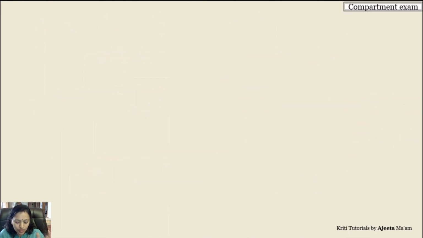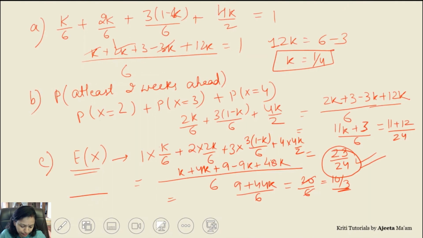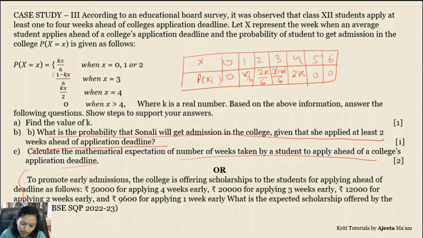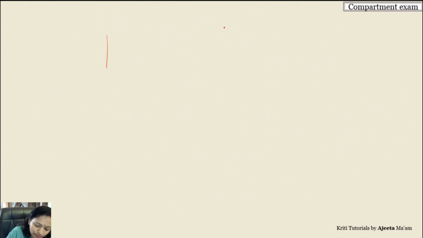Now the or part is on, what do we say, probability, but it is not on the same question. Okay, इसका internal choice है. So to promote early admissions, the college is offering scholarships as follows. So what is the expected value for scholarship? So आपके पास 4, 3, 2 and 1 weeks के लिए scholarships है. Correct? So let's make the table.